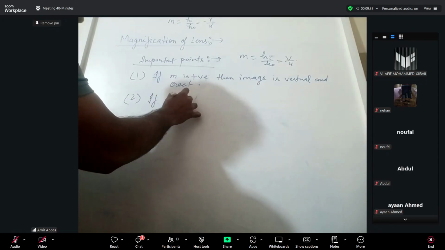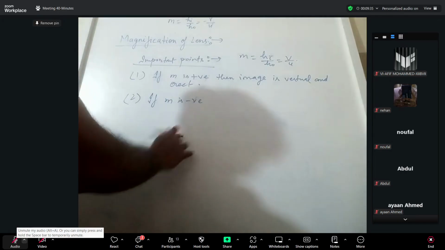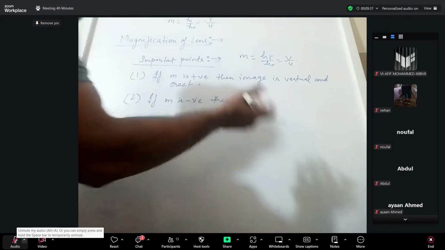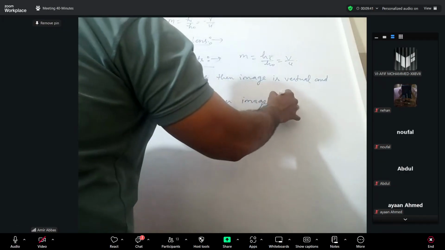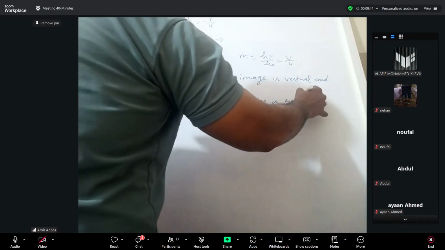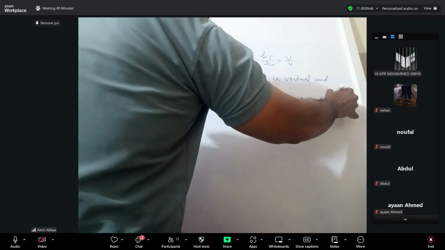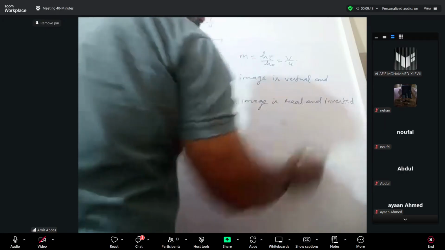Similarly, if M is negative, then U is always negative, V is positive, then the image is real and inverted. Have you got this?